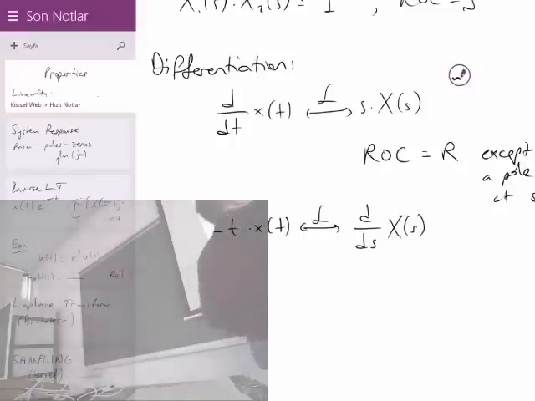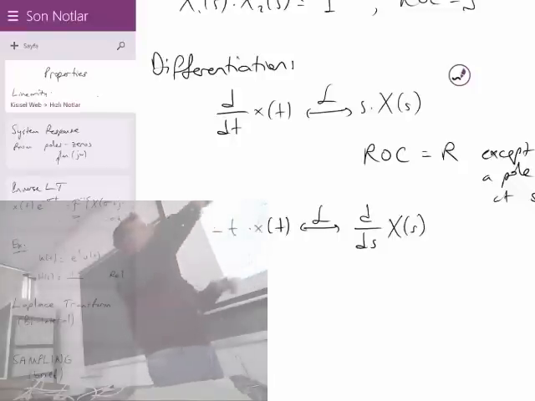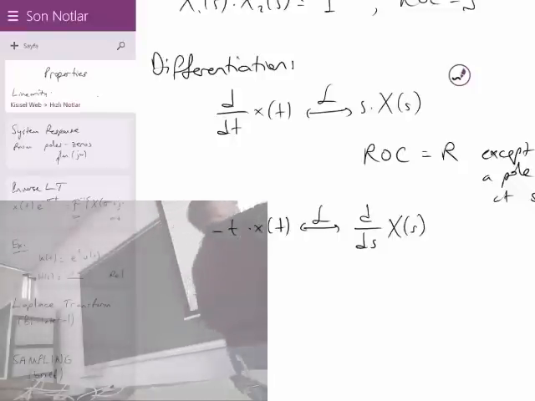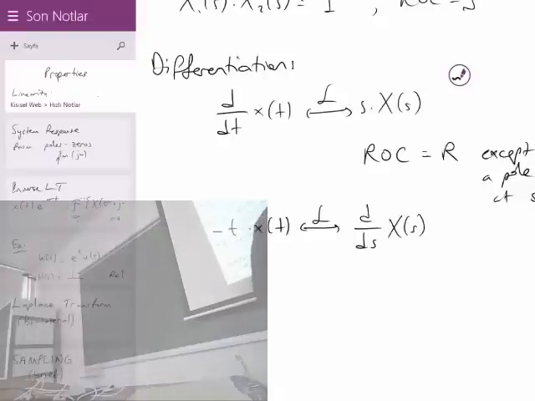Look at that. If you consider that thing as the time signal, then its Laplace transform will be minus d by ds of that. So we have a duality property. This is similar to that. This is similar to that with a negation. So we do have a duality property.